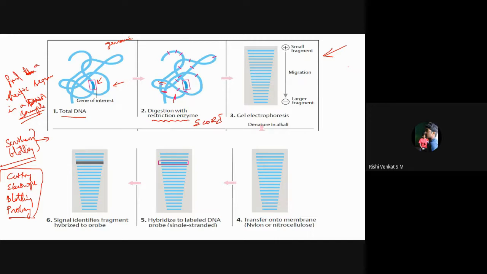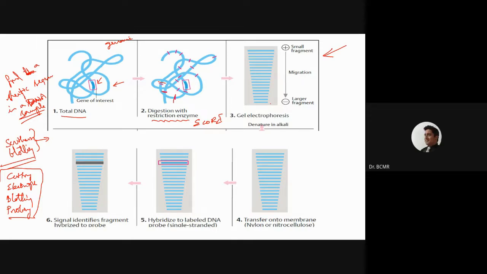The smaller ones will be closer to the positive. Okay, the smaller ones will be closer to the anode, say the positive side. Why? Because DNA is negatively charged and the smaller fragments move faster than the larger ones. So they move faster towards the positive end.